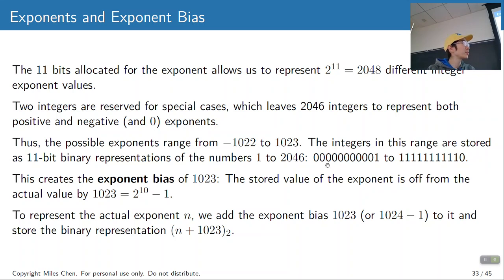And those correspond to basically everything is a zero with a one, up to everything is a one except the last one's a zero, because all ones is special and all zeros is special. So the difference between 2046 and 1023 is 1023, and that's implemented by what we call an exponent bias of 1023, okay? And so if we wanted to represent any kind of number, we add the bias, and that's how we're going to store it in binary.